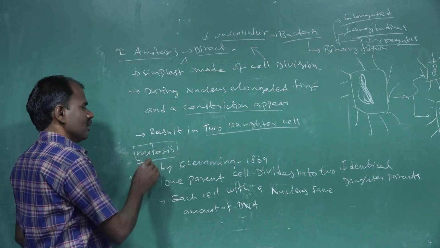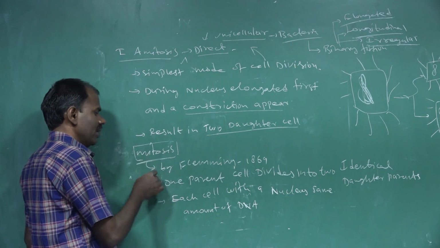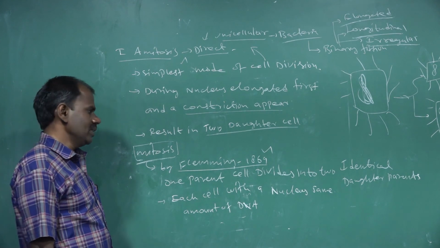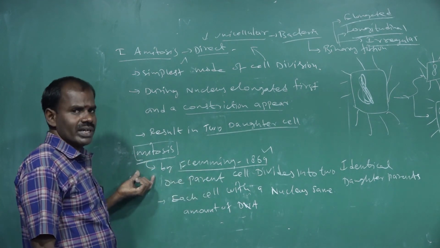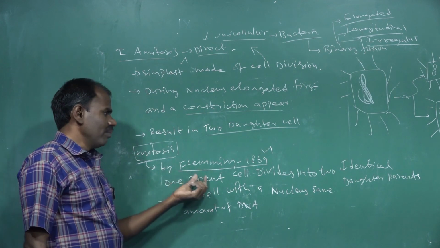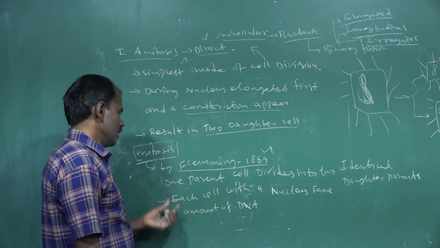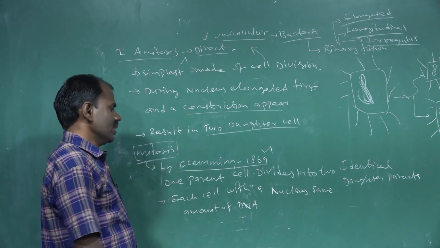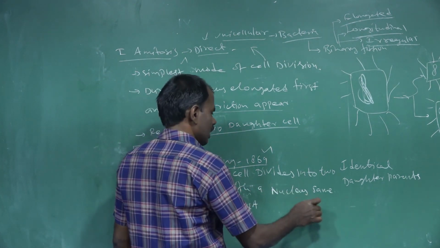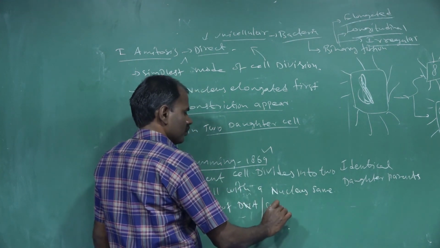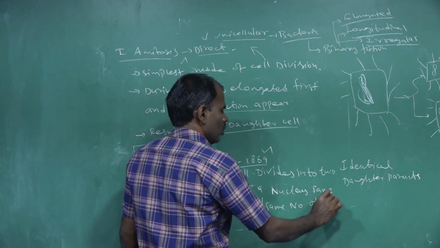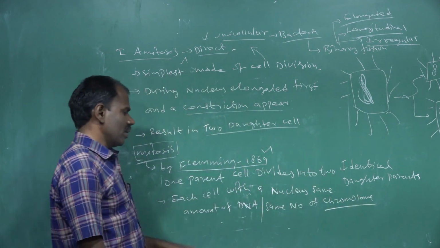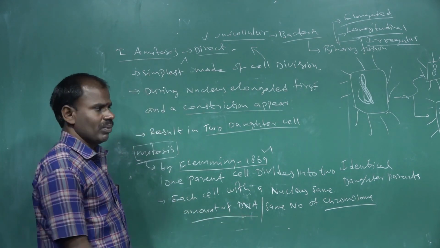Next is mitosis. Who first identified mitosis? The term was introduced by Fleming in the year 1869. One parental cell divides into two identical cells, each with a nucleus, the same number of chromosomes, and the same number of DNA molecules.